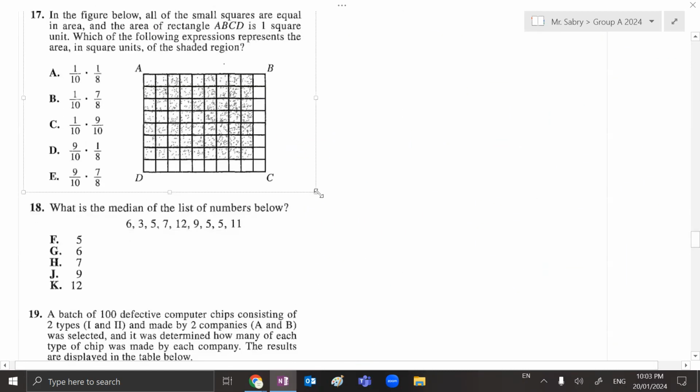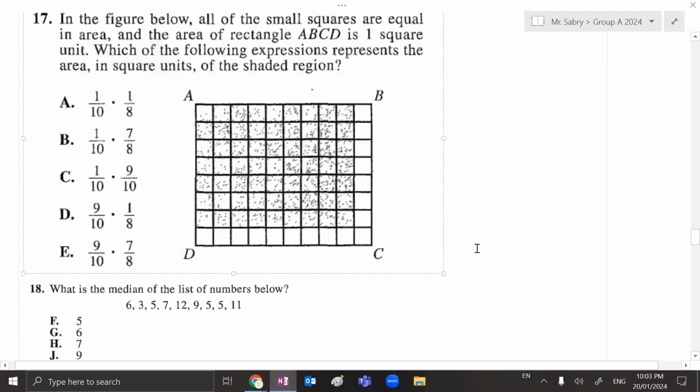17. In the figure below, all of the small circles are equal in area. The area of the rectangle ABCD is 1 square unit. Which of the following expressions represents the area in square units of the shaded region?